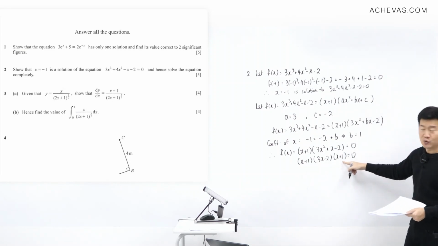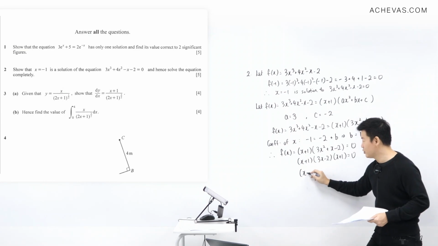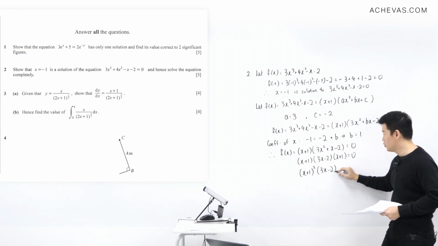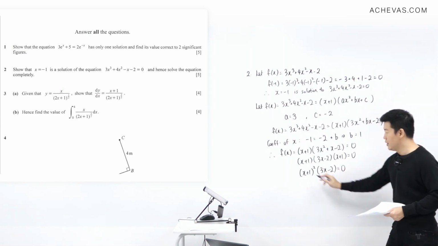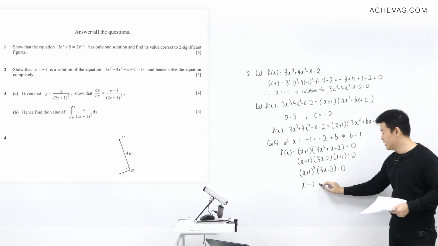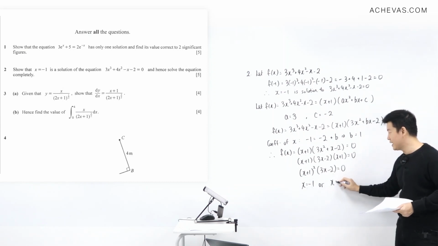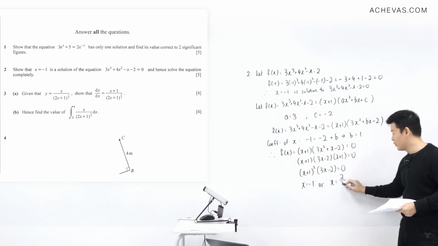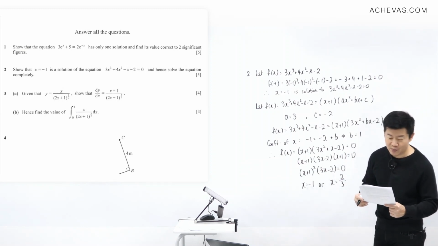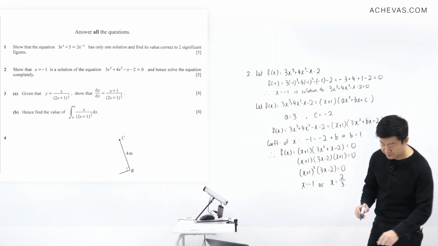We have a repeated root over here. I'm going to combine this to become x plus 1 squared. Then 3x minus 2, this is equal to 0, which means that x is going to be equal to minus 1. This is one of the solutions. And the other one is going to be when x is equal to 2 over 3. Okay, this is question number 2. Let's move on to question number 3.